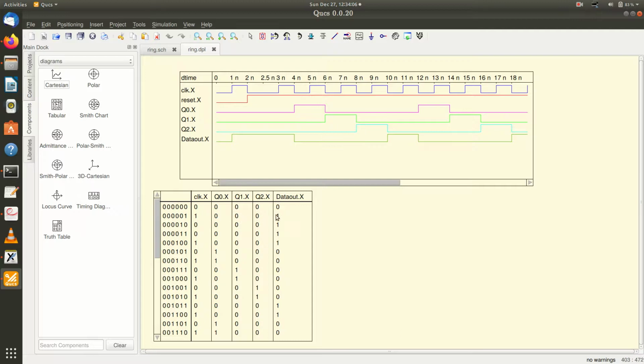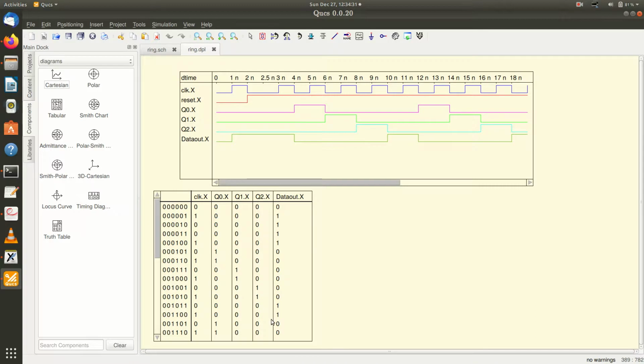You can observe here, initially all flip-flops are reset. Then at the next clock I preset it to 0001. At the next clock it becomes 1000. Then at the next clock it becomes 0100. At the next clock it becomes 0010. At the next clock it becomes 0001. Again it goes back to my original count, that is 1000.